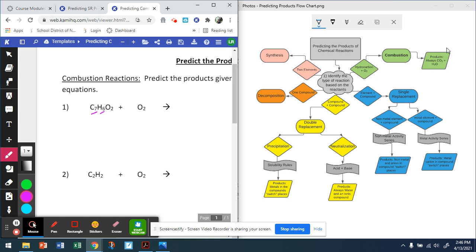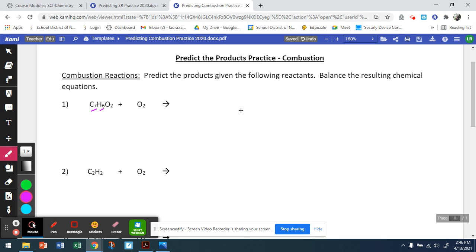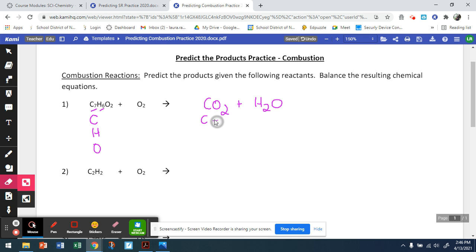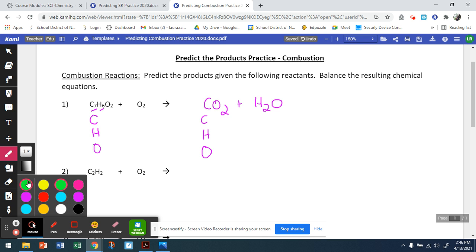Now, based on our chart, it says our products are always CO2 and water. So that makes this easy to predict the products, but the challenge is in the balancing. So I'm going to write in my CO2 plus water. Okay, and I'm going to make my chart. Now remember, with combustion reactions, these have a very specific strategy, where if I do the C's first and then the H's and then balance the O's, I often can balance it in one go.